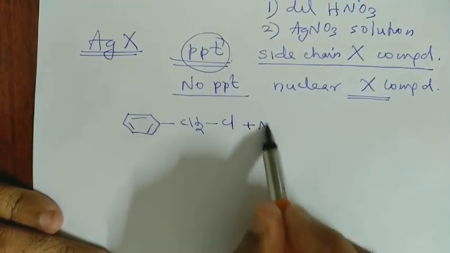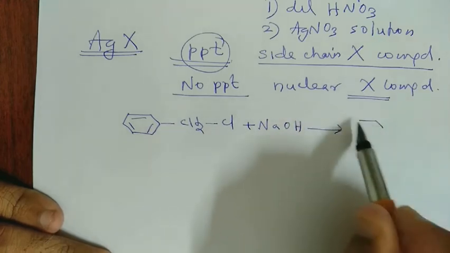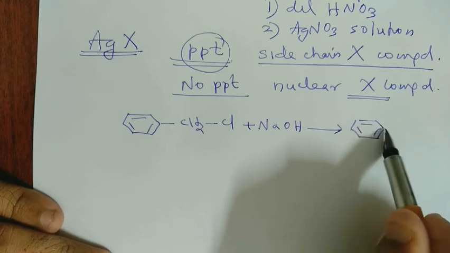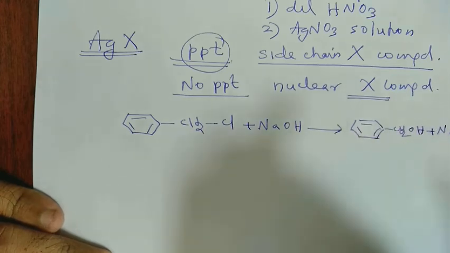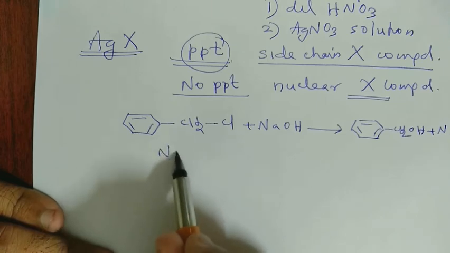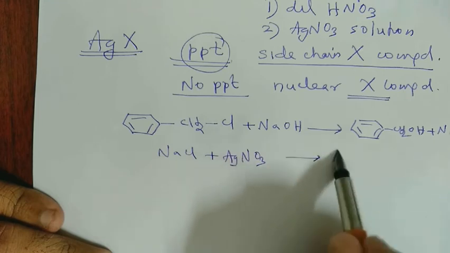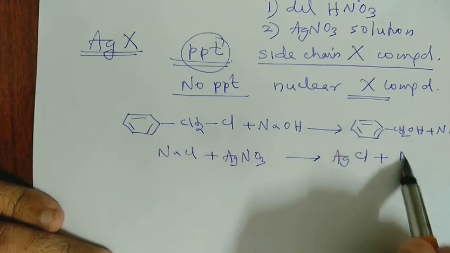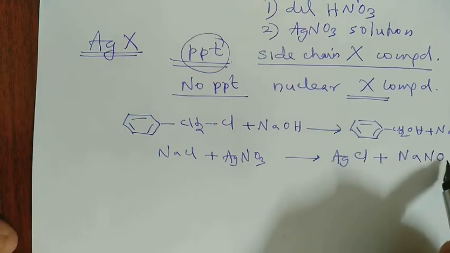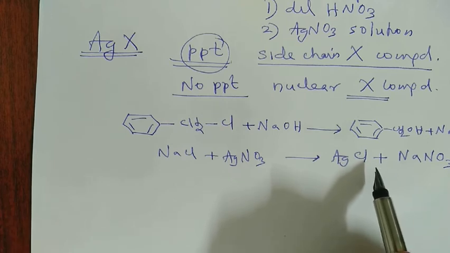In order to illustrate the chemistry of the reaction, suppose benzyl chloride is the given side chain halogen compound. On heating with aqueous NaOH, it undergoes a nucleophilic substitution reaction to form benzyl alcohol and NaCl. This NaCl reacts with silver nitrate to form silver chloride, which appears as a curdy white precipitate. The precipitate of silver chloride completely dissolves in ammonium hydroxide.